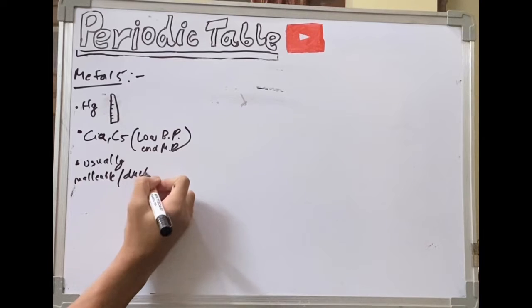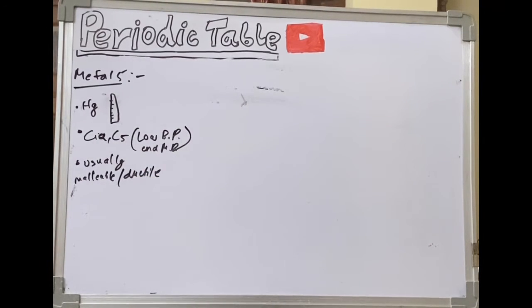And ductile, which means that they can be broken down into sheets and drawn into wires. Now, properties of non-metals. The non-metals are placed on the top right hand of the periodic table. As we move horizontally along a period, the properties of elements change from metallic to non-metallic. We all know this, right? We have studied this in 10th or 9th grade.